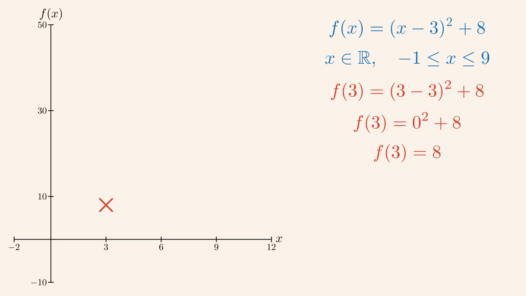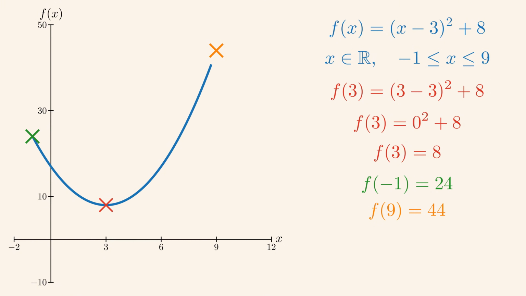Next, we evaluate the function at the minimum value of x, which gives 24. Then we evaluate it at the maximum value of x, which gives 44. Let's mark these two endpoint values on the graph. Now we can sketch the quadratic curve using the three crosses. The range of the function is from 8, which is the minimum point, all the way to 44, which occurs at the rightmost point.